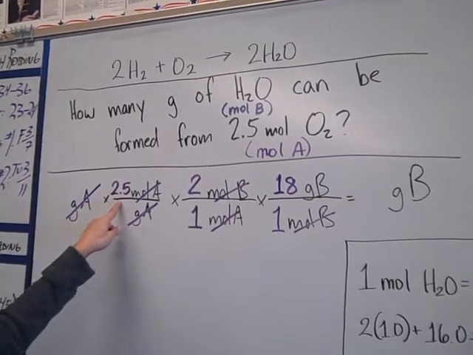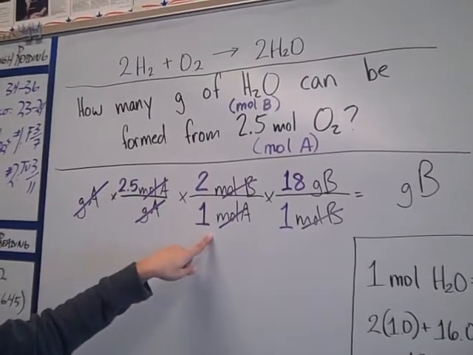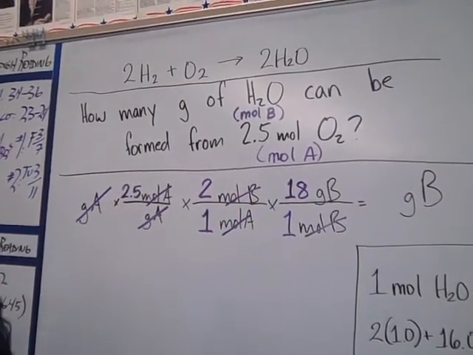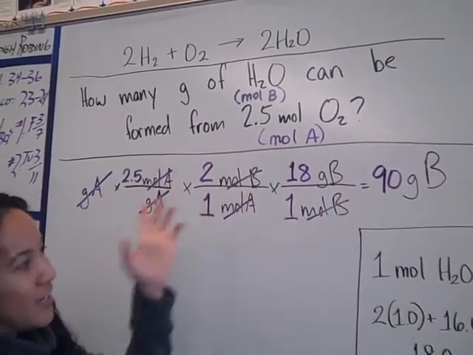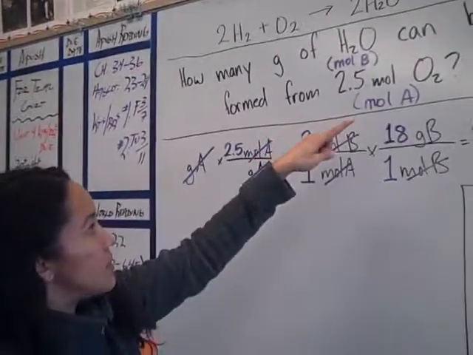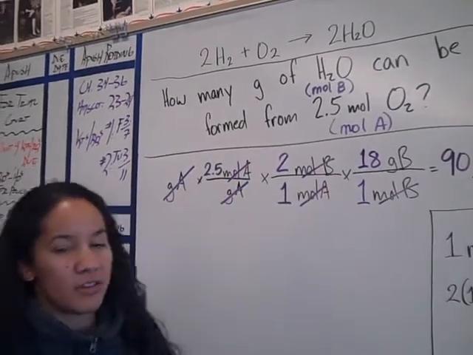So 2.5 times 2 equals 5. 5 divided by 1 is still 5. So now I'm just left with 5 times 18, which is 90. And then 90 divided by 1 is still 90. So there I have arrived at my answer: 2.5 moles of oxygen can form up to 90 grams of water.